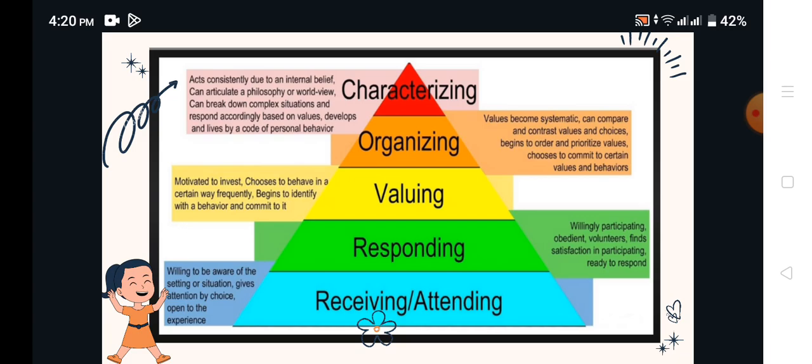Next one, or the fourth one, will be organizing. Organizing is concerned with bringing together values, resolving conflicts between them, and beginning the building of an internally consistent value system. Thus, the emphasis is on comparing, relating, and synthesizing values.